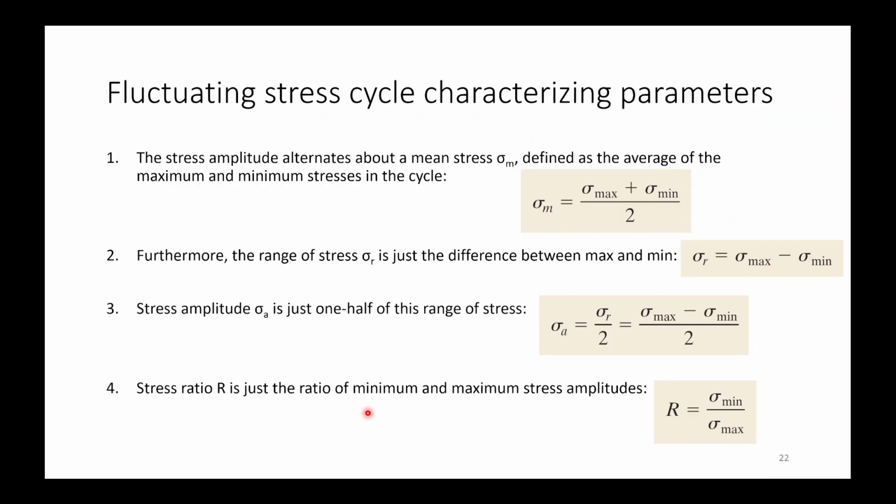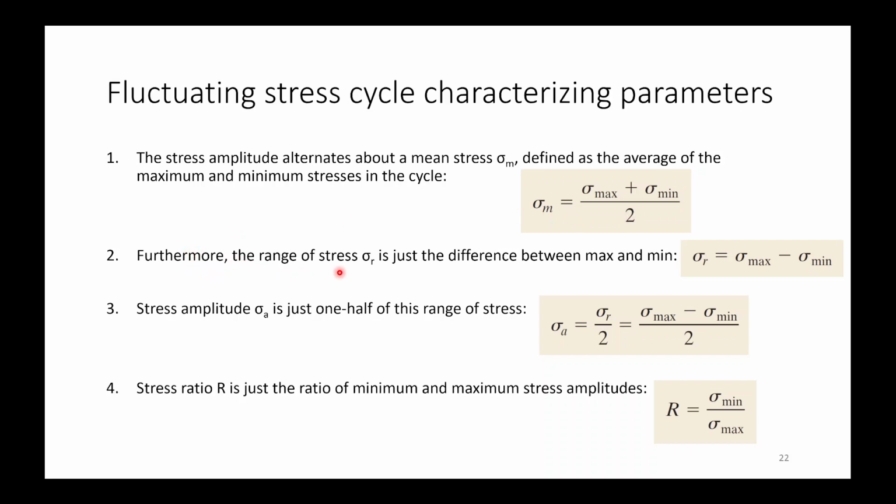Now these are the definitions for the parameters that we saw earlier. In case of fluctuating stress cycle characterizing parameters, first is amplitude. The stress alternates about a mean stress, sigma m, defined as the average of the maximum and minimum stresses in the cycle. So your mean stress will be sigma max plus sigma minimum divided by 2.